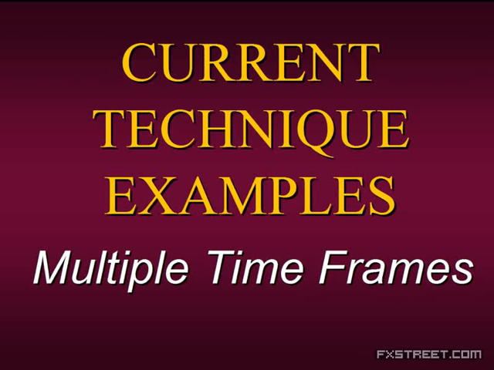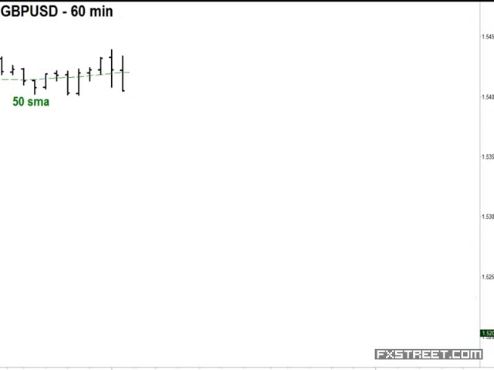All right, so let's look at some current technique examples using multiple time frames. We showed you some older examples just so you could understand the process. I'm going to show you some current examples, and these are examples that have happened anywhere from the last month or so to the last couple of days. All right, here's the British pound going back to just a couple of weeks, the 26th of June, and this is on an hourly chart. We see here that the British pound is pretty much going sideways, nothing much is happening.